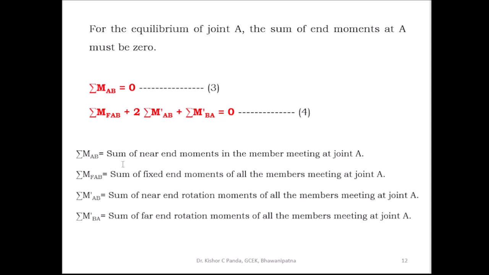The summation of MAB is the sum of near end moments in the members meeting at joint A. Summation of MFAB is equal to the sum of fixed end moments of all the members meeting at joint A. Summation of M dash AB is equal to the sum of near end rotation moments of all the members meeting at joint A. And summation of M dash BA is equal to the sum of far end rotation moments of all the members meeting at joint A.